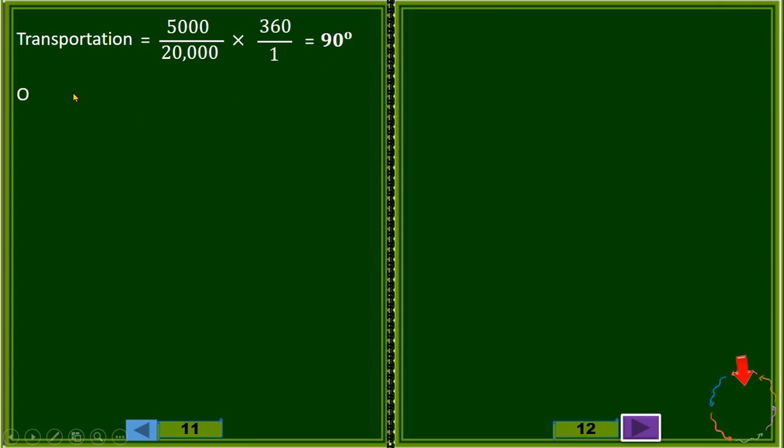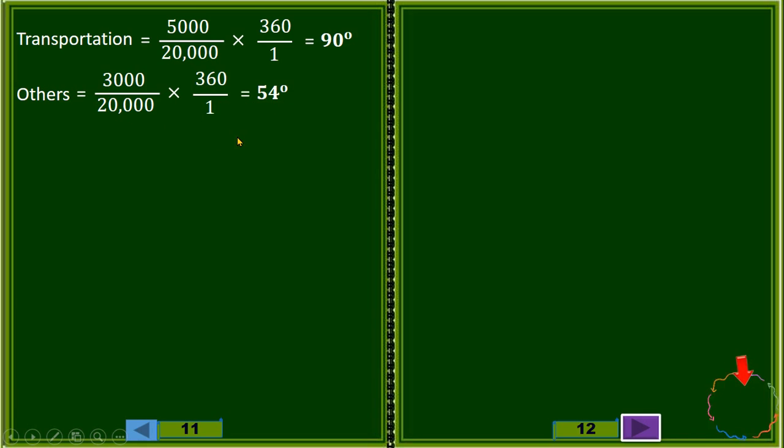And finally, we are going to find the angle represented by other expenditures. The amount spent for other things is 3,000, divided by the total amount, 20,000. Then we'll multiply that by 360 over 1. Using a calculator to evaluate this, we are going to have our answer as 54 degrees.